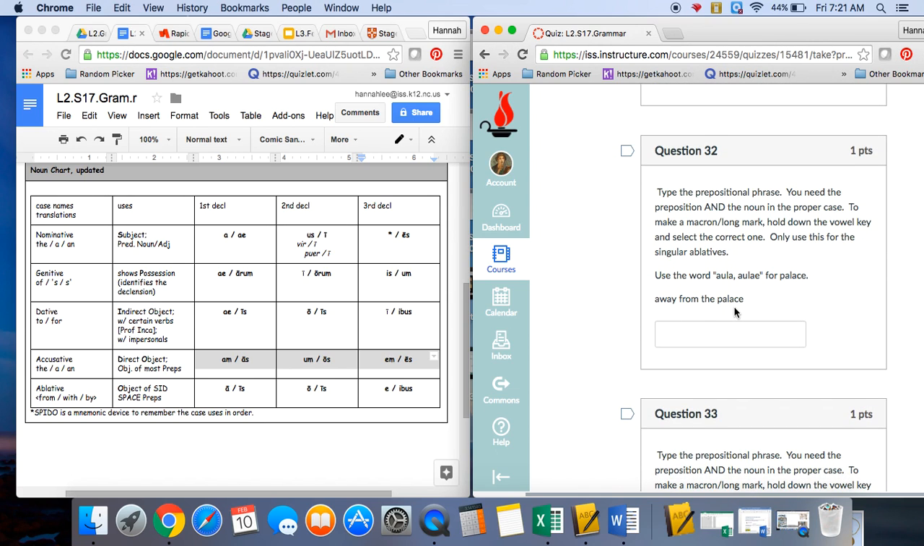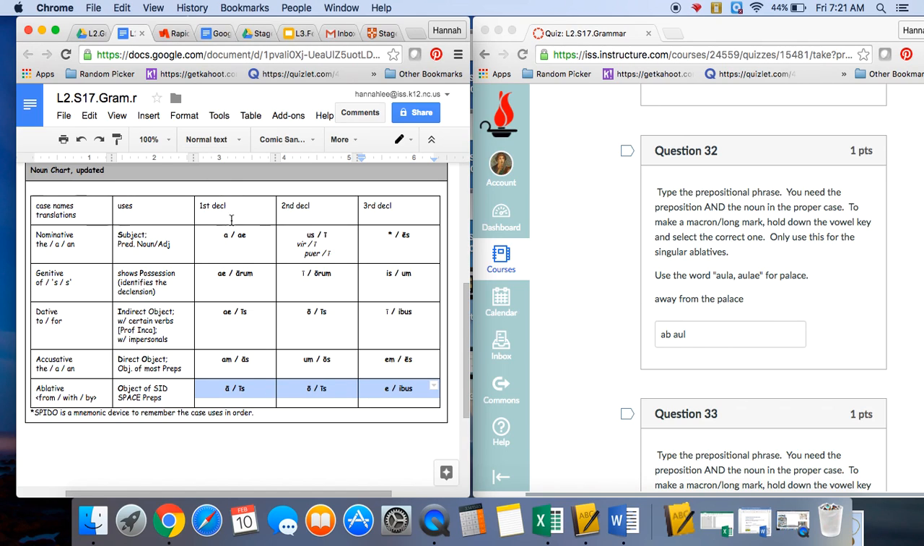Away from the palace. Away from is either A or AB. I want to put AB, and then palace is A-U-L as the root word. Does AB take the accusative or the ablative? AB is part of the ablative. So I'm going to highlight the ablative ones over on the left-hand side.